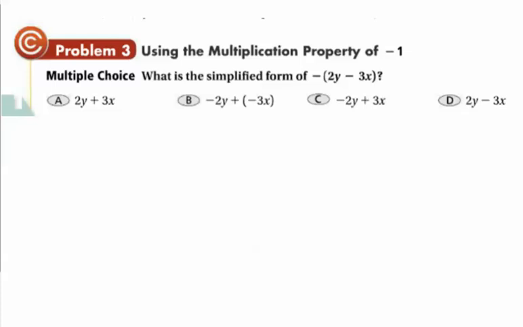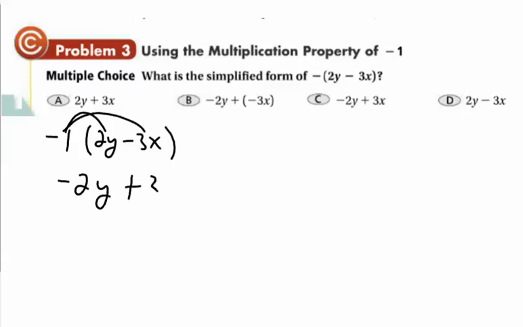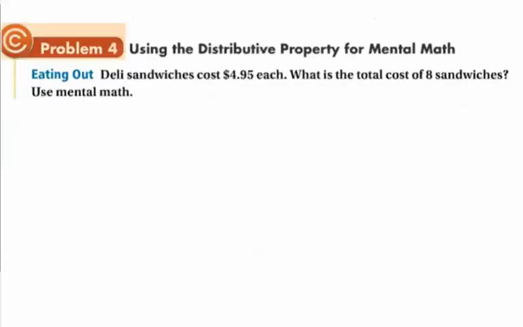Moving on, multiplication with the property of -1. This is kind of unique because this is like doing -1 times 2y minus 3x. So I can write this as -1 times 2y is -2y. And -1 times -3x is positive 3x. So which one is it? Looks like it's C. All right, moving on.